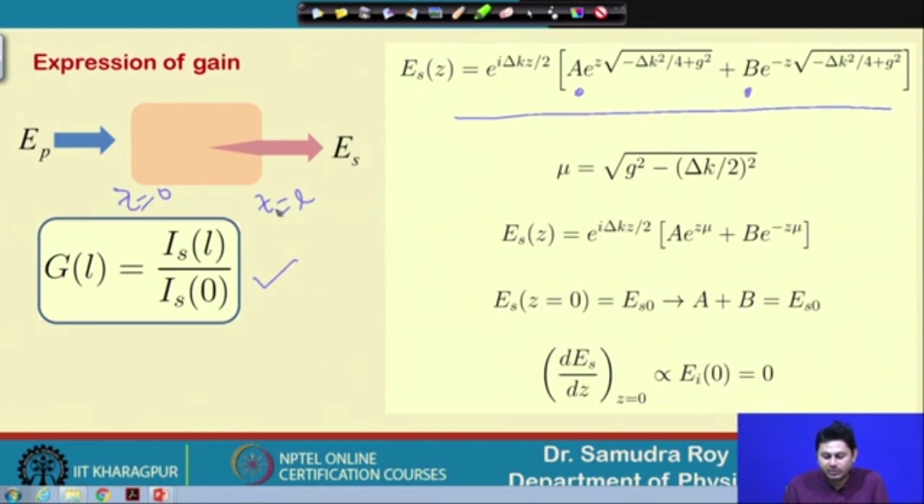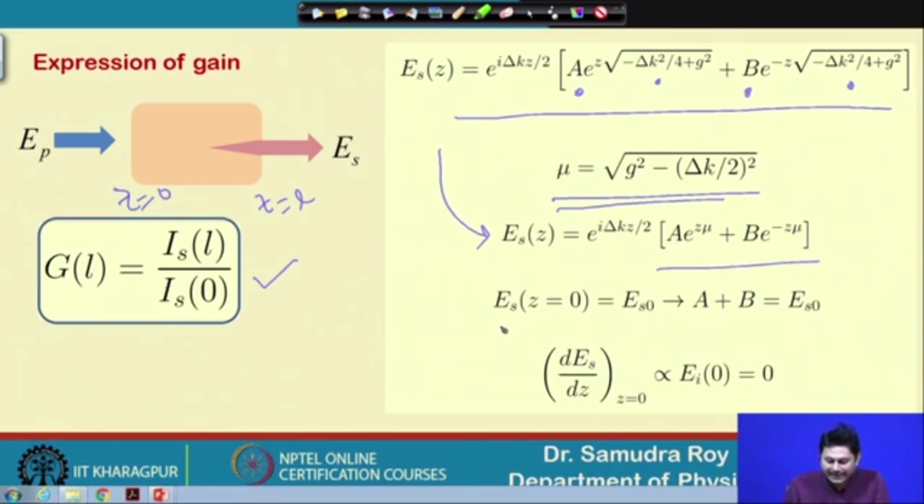So, we need to find out A and B by putting suitable boundary conditions, and it is not that hard to do. In order to do this, we can just change our variable. I am not going to write the root of this big term every time, so I put another variable mu here. Mu is the square root of g squared minus (delta k divided by 2) squared. If I do that, E_s can be represented in a more compact form, and that is this.